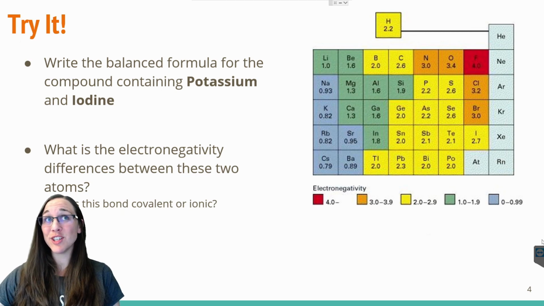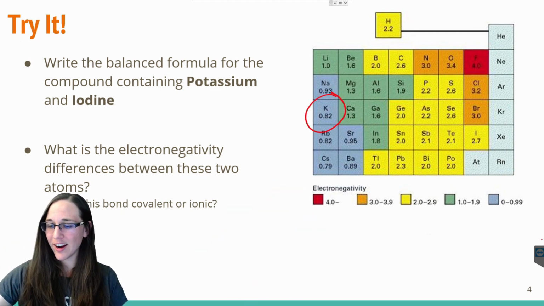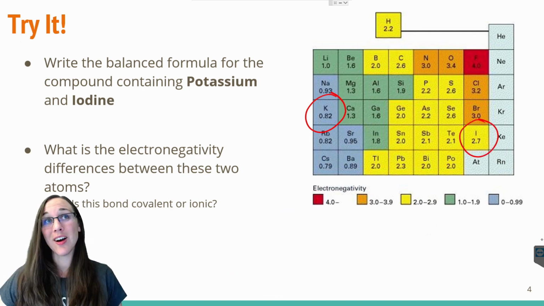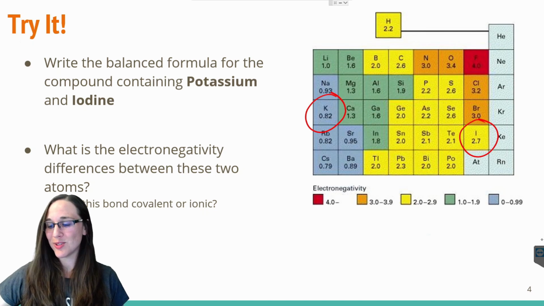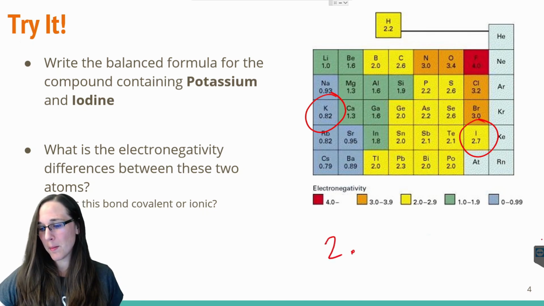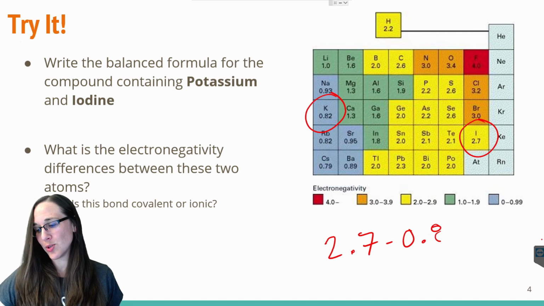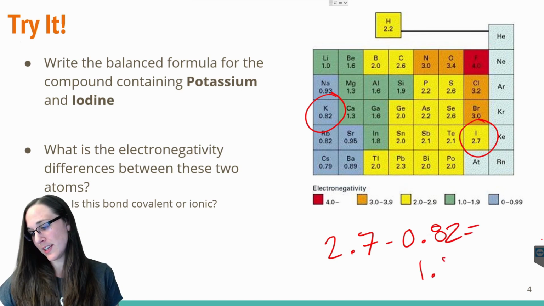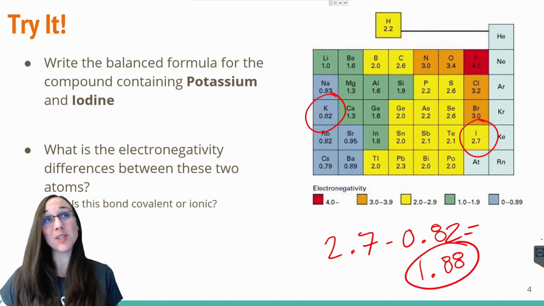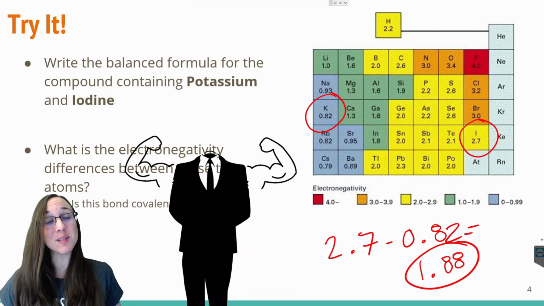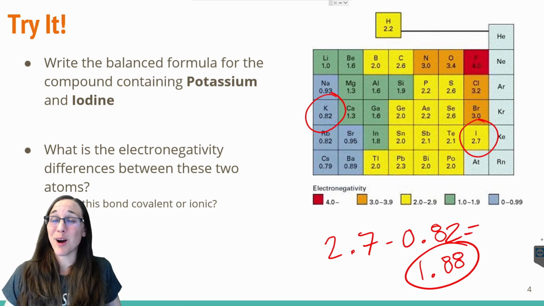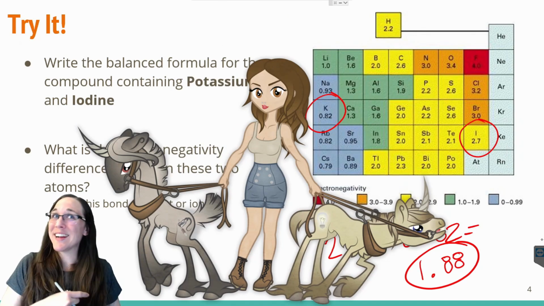Hopefully you found potassium, which is K, right there, 0.82, and iodine, which is I, 2.7. All we have to do now is subtract those two values. So 2.7 minus 0.82 gives us a final answer of, drumroll please, 1.88. Since that falls within our ionic bond range, we could say with confidence that this bond between K and I would be ionic. But what does it mean to have an ionic bond? Just hold on to your horses and you'll find out here in a quick tick.